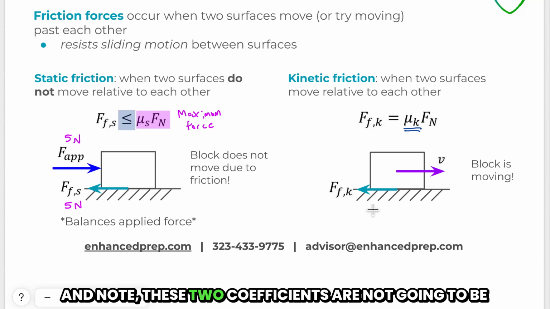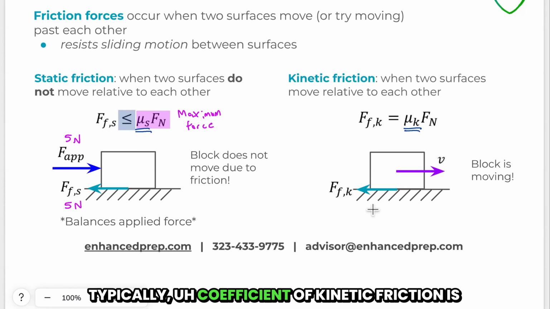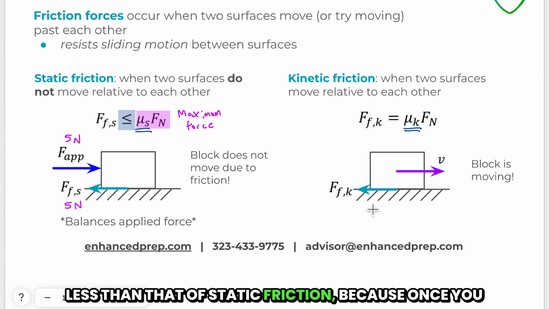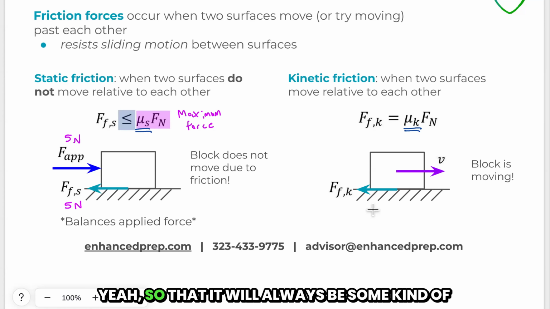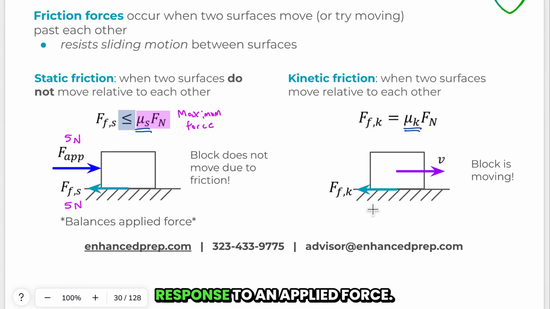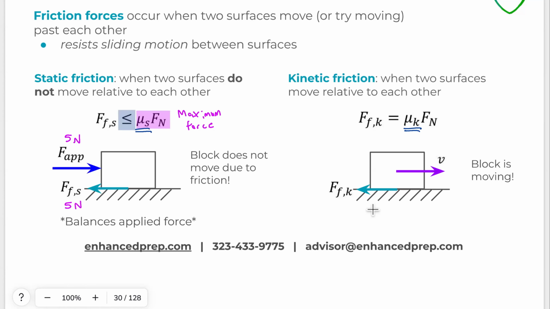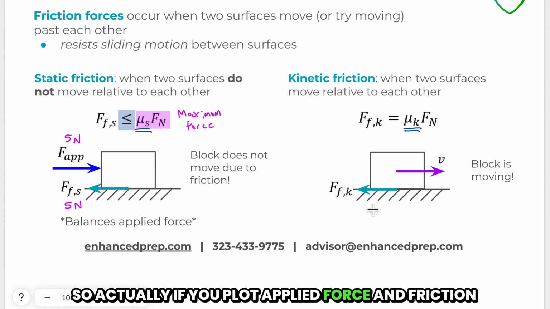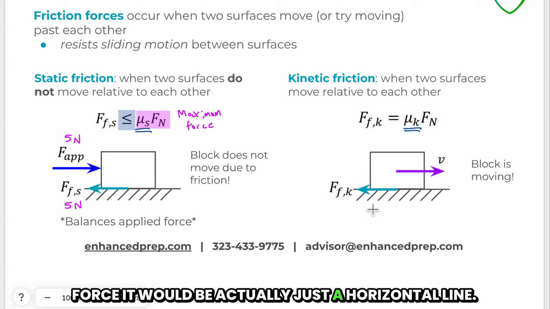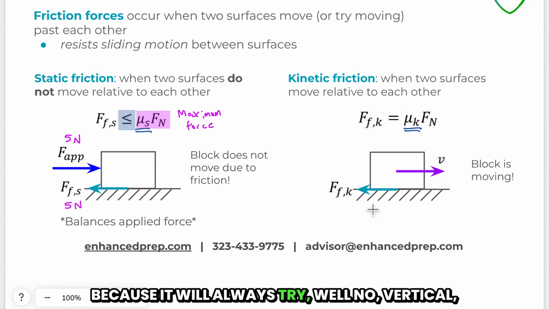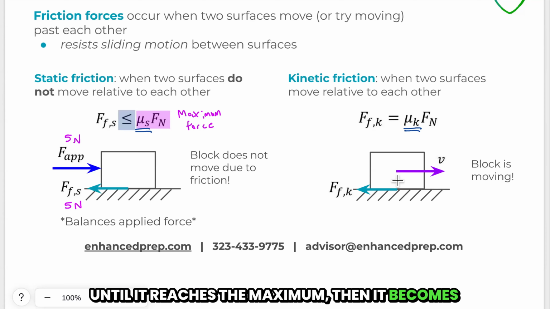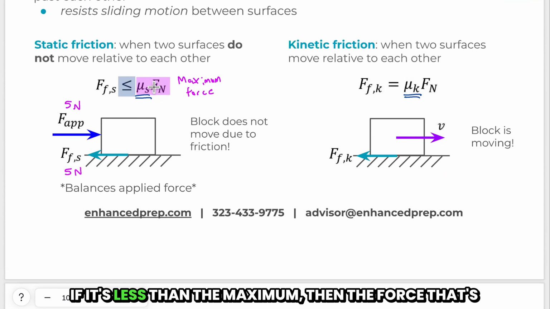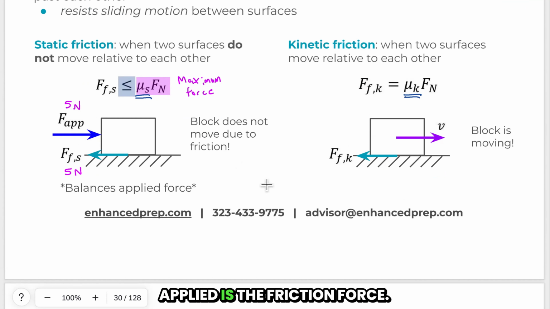And note, these two coefficients are not going to be the same. Typically, the coefficient of kinetic friction is less than that of static friction, because once you get something moving, it keeps moving, by the first law. So there will always be some kind of response to an applied force. If you plot applied force and friction force, it would be a slanted line until it reaches the maximum, then it becomes kinetic. So just watch out for that. If it's less than the maximum, then the force that's applied is the friction force.